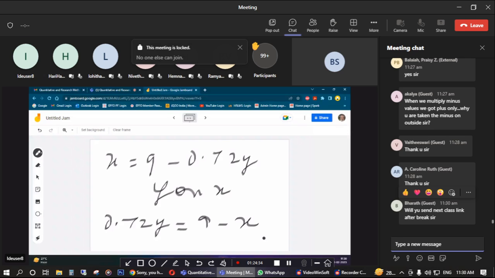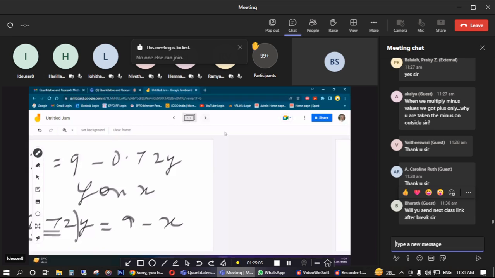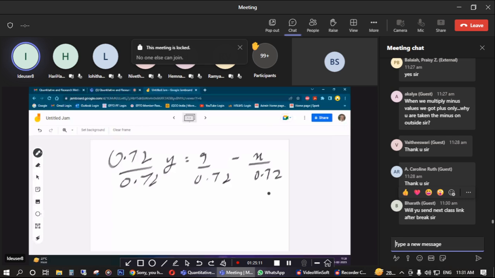Y on X. Correct? So this is Y on X, but I am not having only Y. I am having 0.72. So what did we do? I am going to divide this equation by 0.72. So 0.72 by 0.72Y is equal to 9 divided by 0.72 minus X divided by 0.72. Now this will become 1.